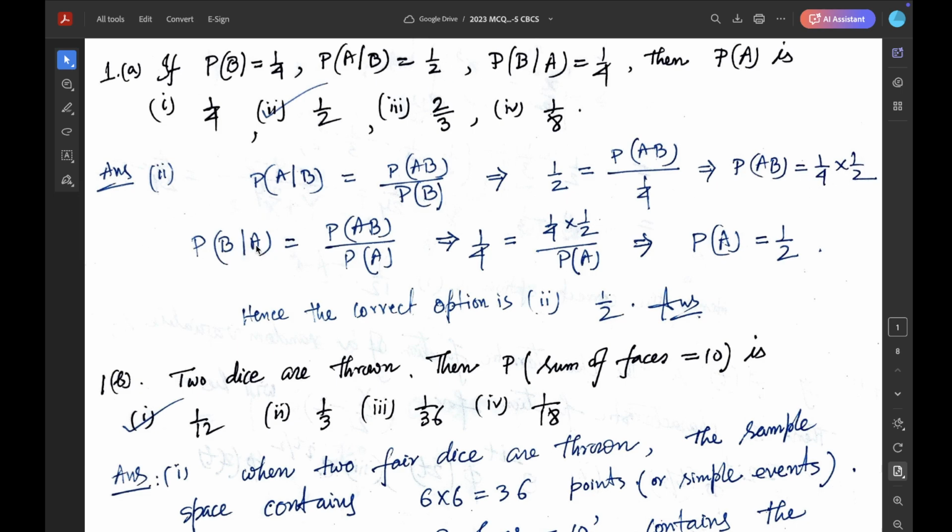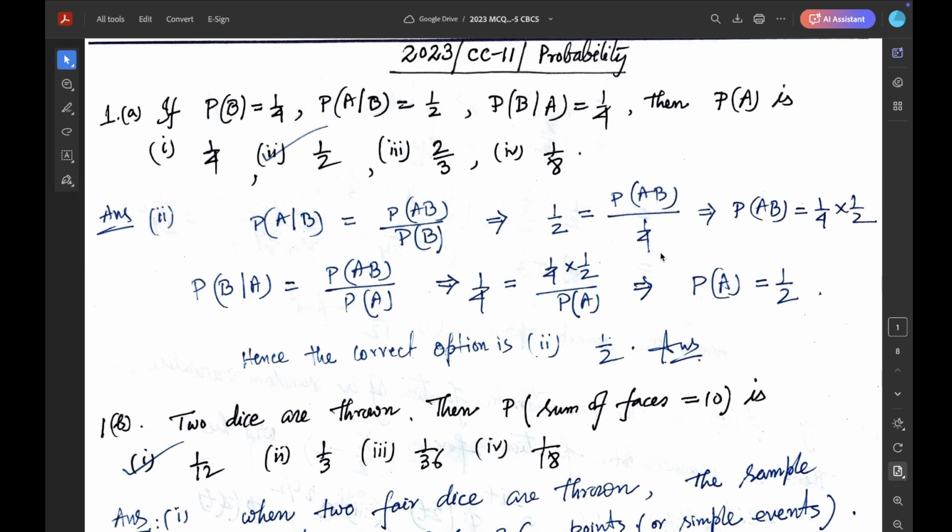Now probability B by A equal to probability AB by probability A. This implies probability B by A equal to 1 by 4, and probability of AB equal to 1 by 4 into 1 by 2, by probability A. Hence probability of A equal to half. Hence the correct option is 2, this half.